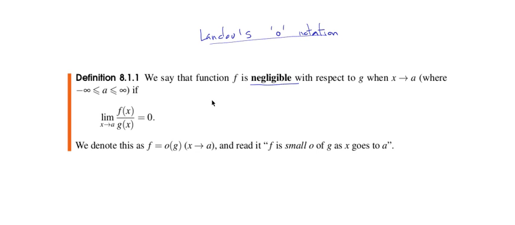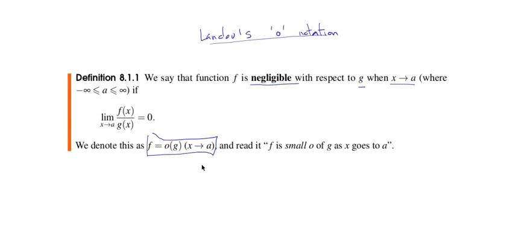Okay, so coming back to our definition of negligible function, f is negligible with respect to g when x goes to a, right? And a can be any number, including plus and minus infinity, if the limit when x goes to a of f divided by g is 0, right? So this is equivalent to the definition we had for sequences, right? Now the new thing is that if f is negligible with respect to g when x goes to a, we write it like this, okay? And we read it: f is small o of g as x goes to a, okay?